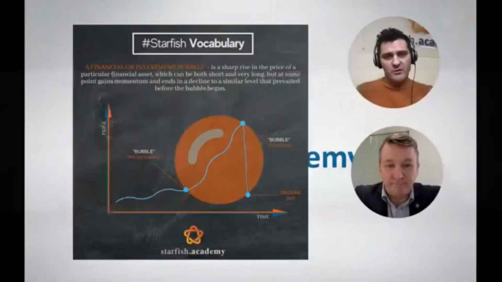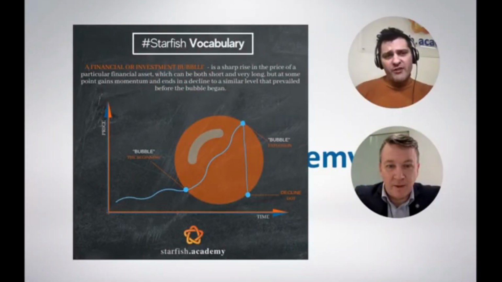Maybe it's worth starting with the term in the Starfish Academy vocabulary, where we define the financial bubble like this. A financial or investment bubble is a sharp rise in the price of some specific financial asset, let's say real estate or cryptocurrency like Bitcoin or whatever other asset class, which can be both short or quite long. At some point it gains momentum and then suddenly ends in decline to a similar level or even a lower level than it was before the bubble.